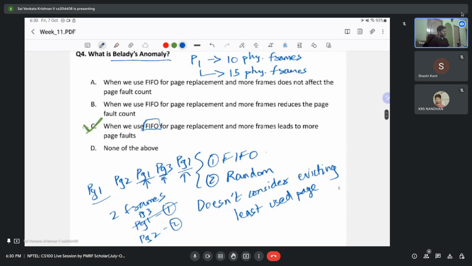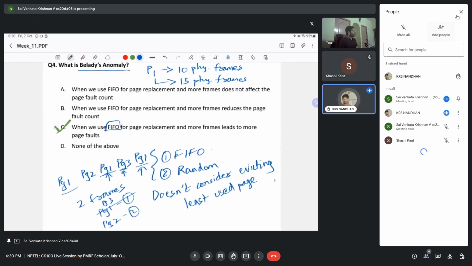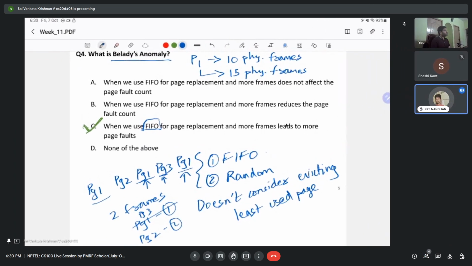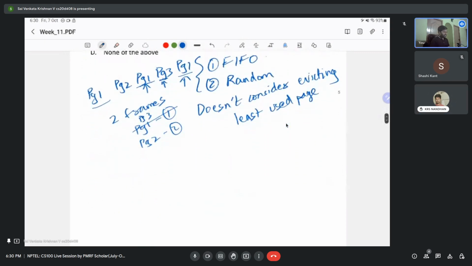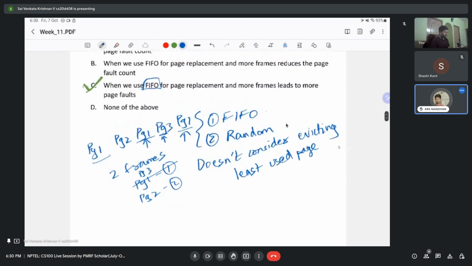So any doubts in this question? Right, Nandan, yes. I still haven't been convinced why the page fault increases. Okay, so are there any mathematical reasoning or proof to show that?